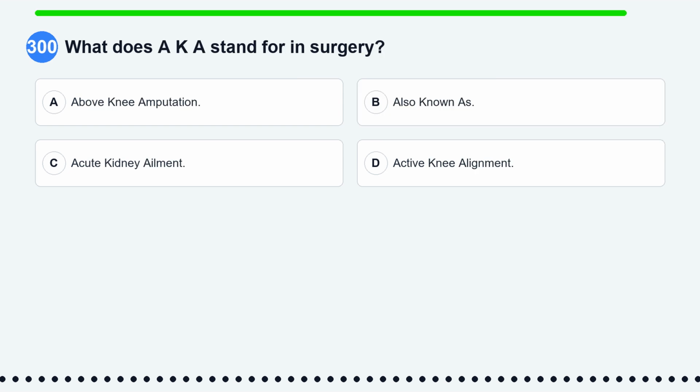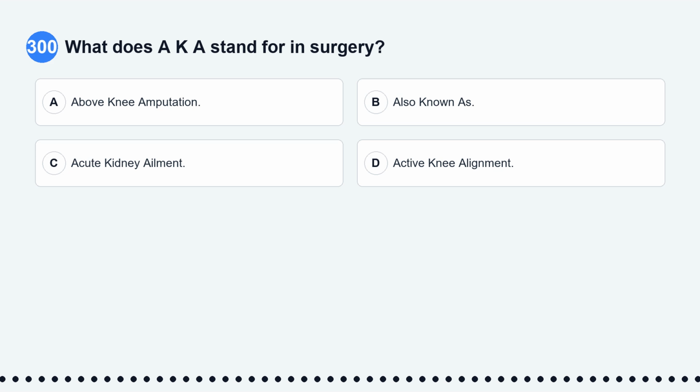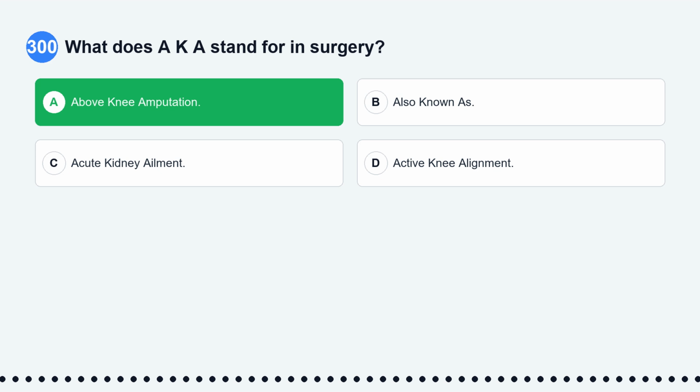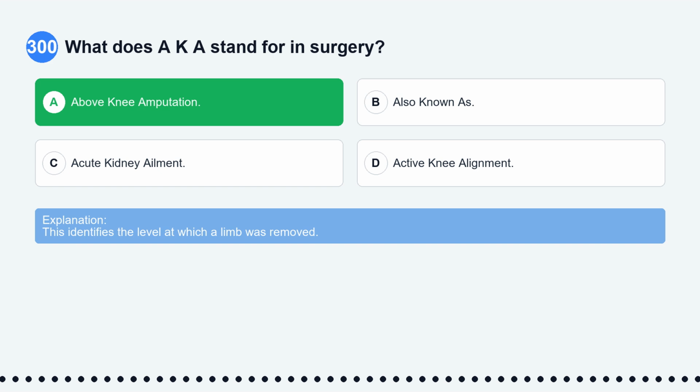Question 300. What does AKA stand for in surgery? Option A, above knee amputation. Option B, also known as. Option C, acute kidney ailment. Option D, active knee alignment. The correct answer is option A, above knee amputation. This identifies the level at which a limb was removed.